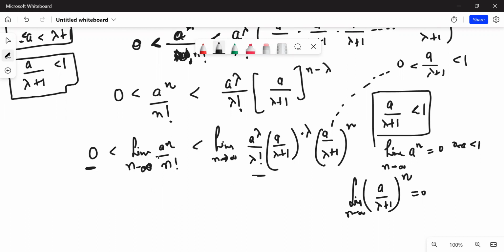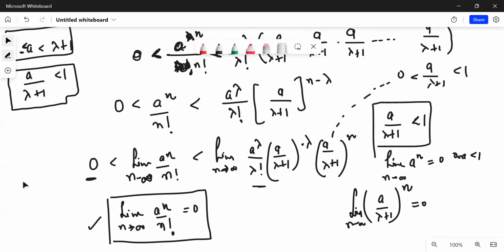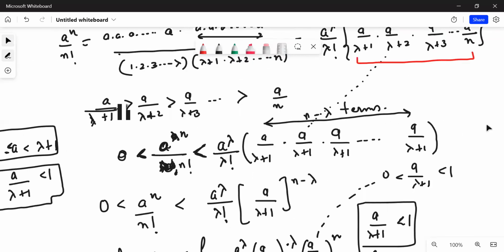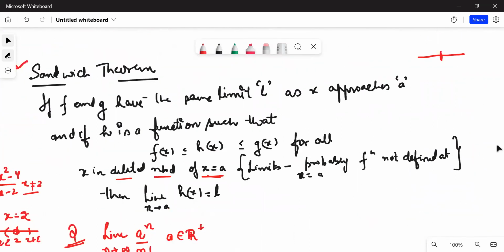So this function, limit n tends to infinity a to the power n upon n factorial, happens to be sandwiched between two limits, and both of these limits are tending to 0. So I come to a conclusion that limit n tends to infinity a to the power n upon n factorial is 0. I hope it is clear. So this is why this sandwich theorem is quite important as far as your JEE part is concerned.